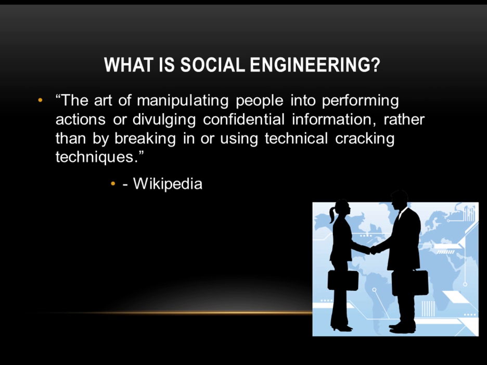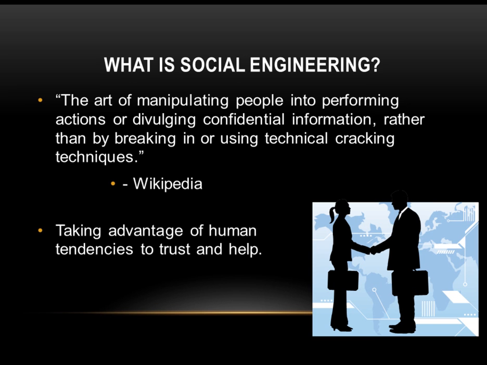Wikipedia defines social engineering as the art of manipulating people into performing actions or divulging confidential information, rather than by breaking in or using technical cracking techniques. In other words, someone who wants your information takes advantage of a person's natural human tendency to trust and want to help. These people are generally called hackers.